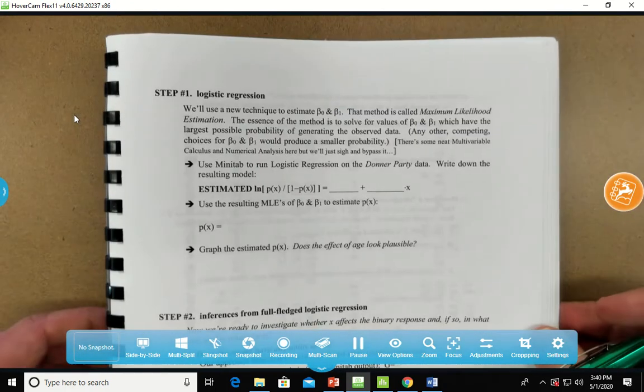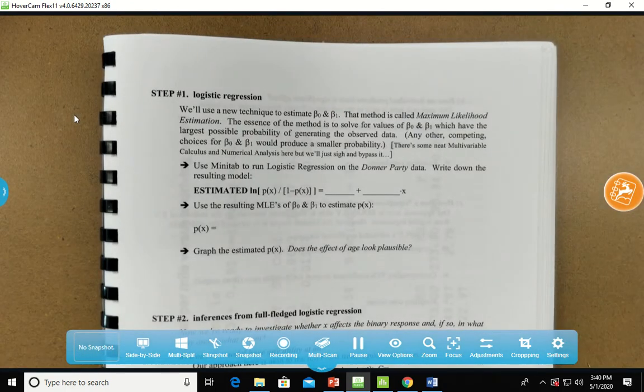All right, now, here's our step. We're going to use a new technique to estimate beta naught and beta 1, and that method is called the maximum likelihood estimator. The essence of the method is to solve for the values of beta naught and beta 1 which have the largest probability of generating the observed data. In other words, maximizing the probability.